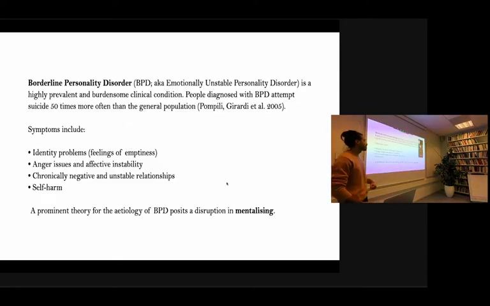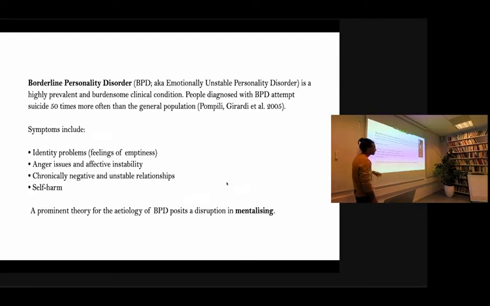What is borderline personality disorder? It's also called emotionally unstable personality disorder. That depends on whether you read it in the DSM or ICD. And it's a highly prevalent and burdensome clinical condition. People diagnosed with BPD suffer immensely, and in fact attempt suicide 50 times more often than people that are not diagnosed with borderline personality disorder. Symptoms include identity problems, so feelings of emptiness, anger issues and affective instability, chronically negative and unstable relationships, especially intimate ones, but also relationships in general, and episodes of self-harm.